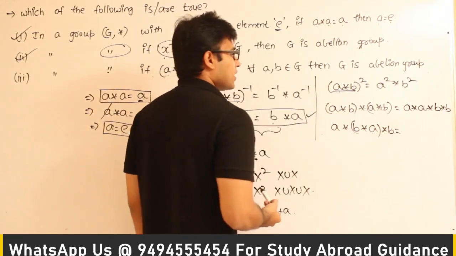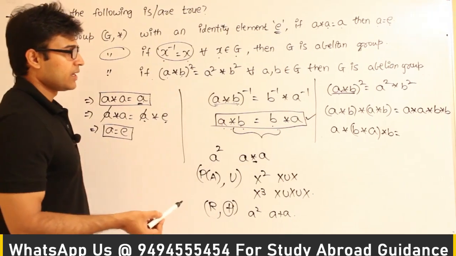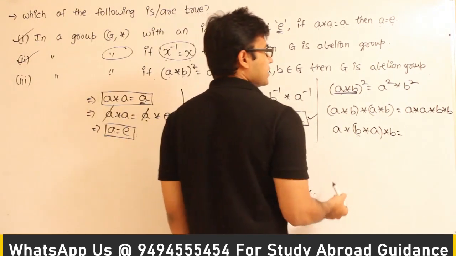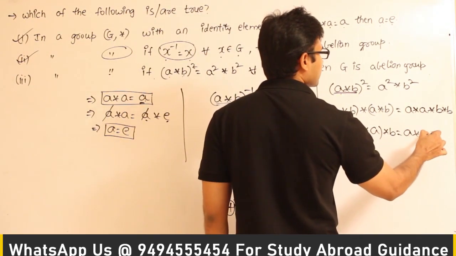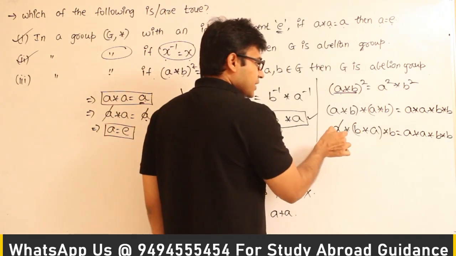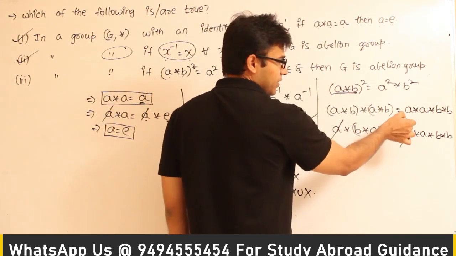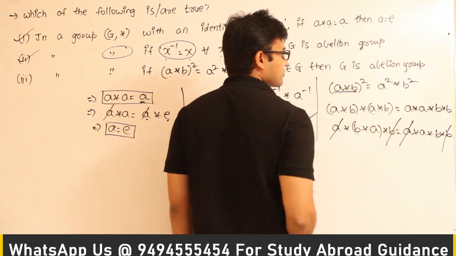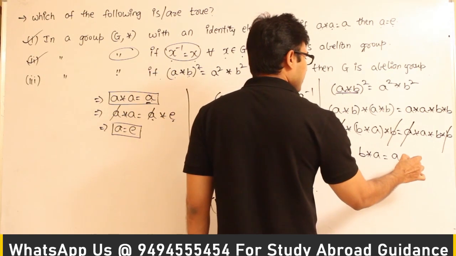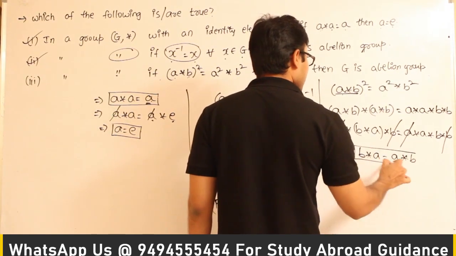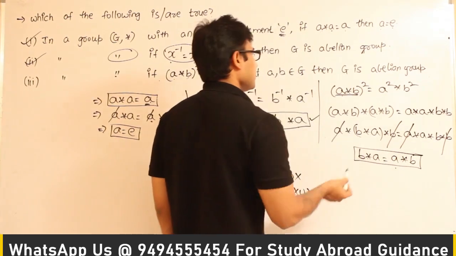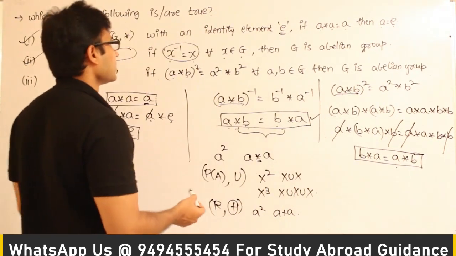Why am I writing this? Because we know that in a group definitely the operation is associative, so the order in which you manipulate it is not going to matter. a star b star b. Now from the left side I can cancel out a, and from the right side I can cancel out b. Got it? So what did we get here? b star a equal to a star b, which is nothing but the commutative property. So since the commutative property is satisfied, this particular group is an abelian group. Okay.